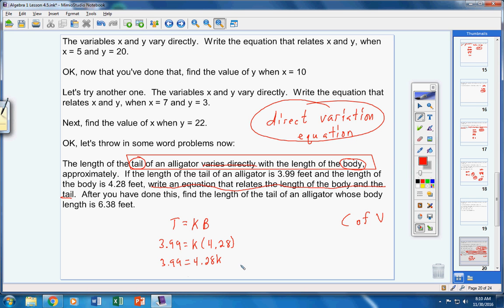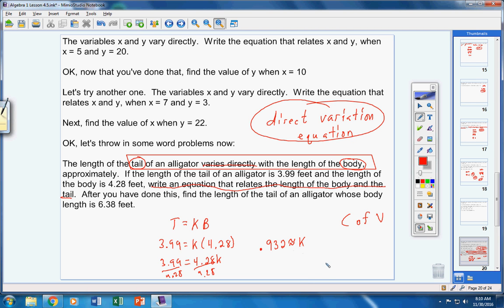Now divide both sides by 4.28. Let me grab my handy dandy calculator here and type into it. Hold on 1 second, please. Now this is one of these instances where you will want a decimal for your constant of variation. So 3.99 divided by 4.28. Sometimes in word problems you'll have decimals, and that's fine. You're going to get 0.932 approximately. So 0.932 approximately equals your K.